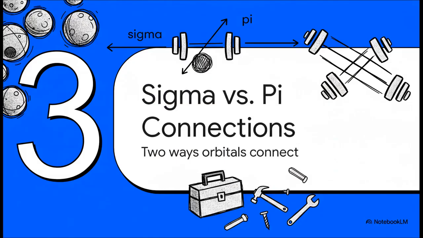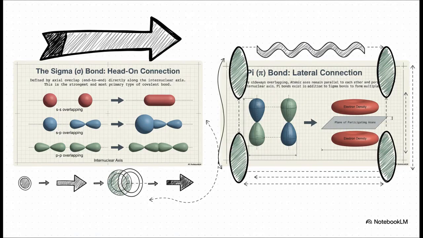Okay, so now that we have the rules, we can actually start to see how atoms build molecules. They use two main types of connections, kind of like how a builder would use different types of joints to build a house. And this slide shows the two fundamental types perfectly. On the left, you have the sigma bond. Think of this like a direct, head-on handshake, right along the line connecting the two atoms. This is the strongest, most basic kind of covalent bond. Then on the right, you see the pi bond. This is more of a sideways overlap between two parallel p orbitals. It creates these pockets of electron density above and below the main bond axis.